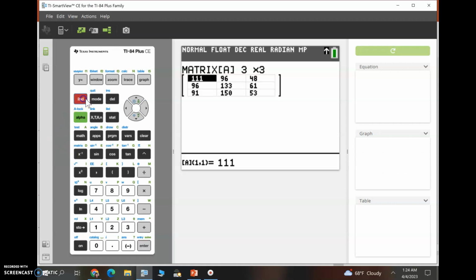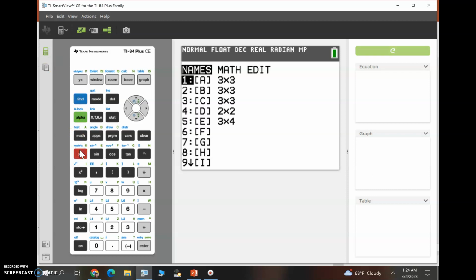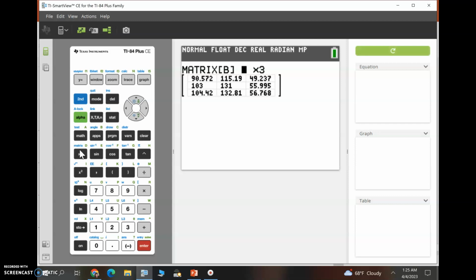Okay, now second quit out of that. Go back to matrix again and go over to edit again. And this time I'm going to go to matrix B. So you can see I've scrolled down to matrix B and I'm sitting on edit. So I'm going to hit enter. And again, I'm going to tell it 3, enter, 3, enter. And now I'm going to put those expected values in that we calculated. So let me call them out to you again.